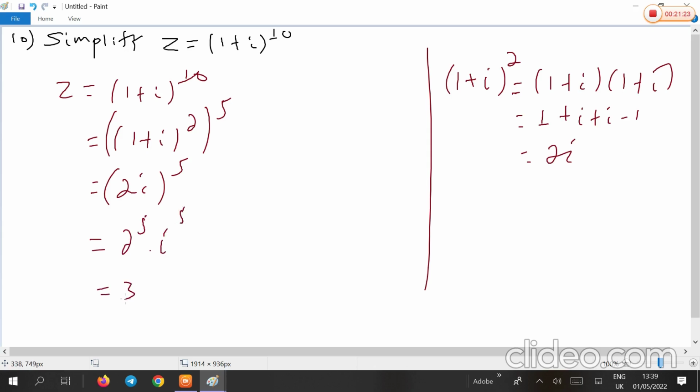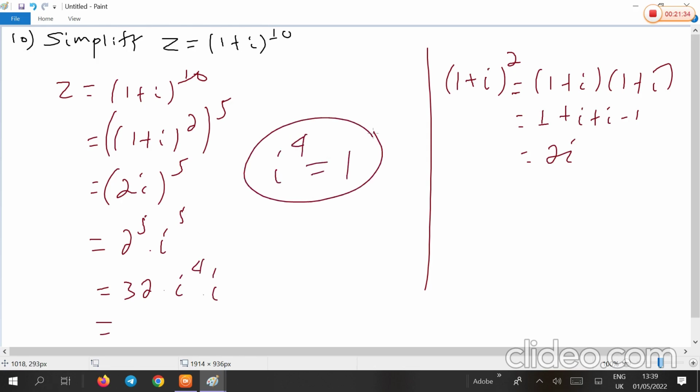2 the power of 5 is 32. i the power of 5 is i the power of 4 times i, and i the power of 4 is 1. Therefore 32i is the simplified form of the given complex number.